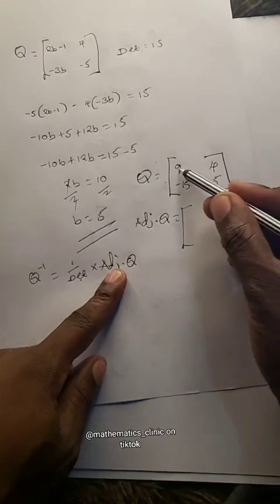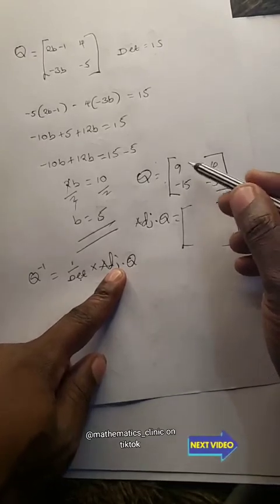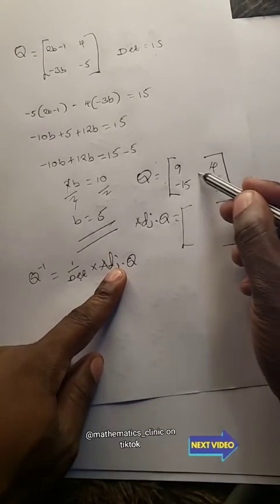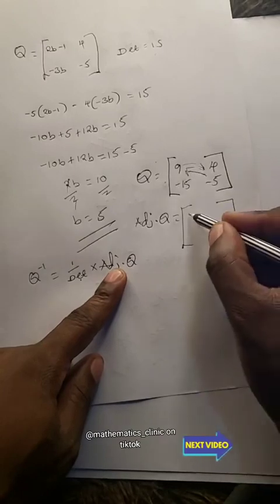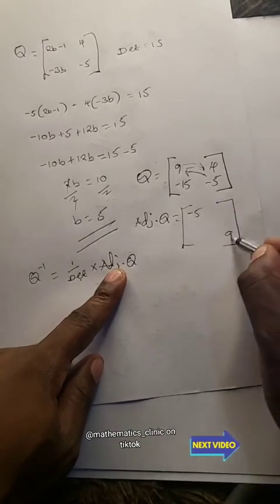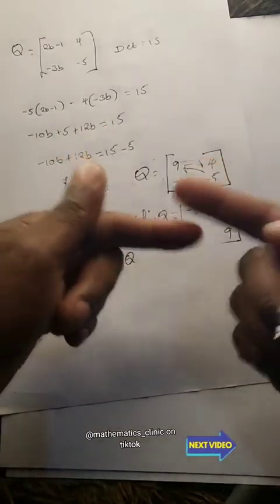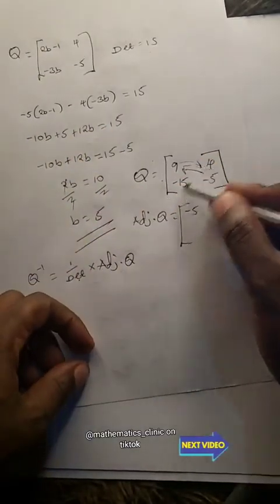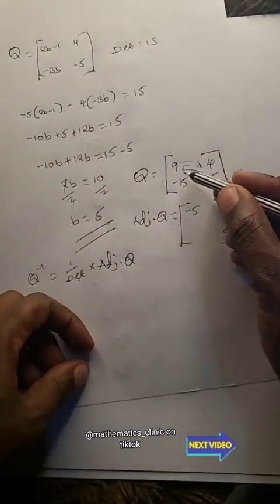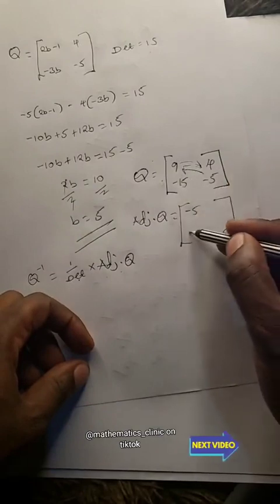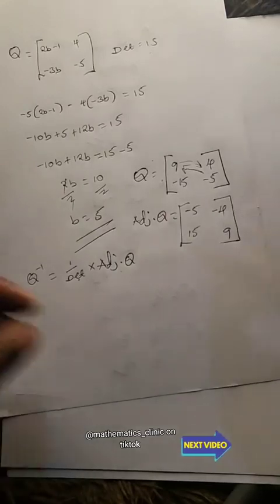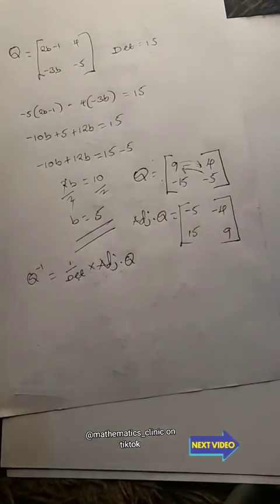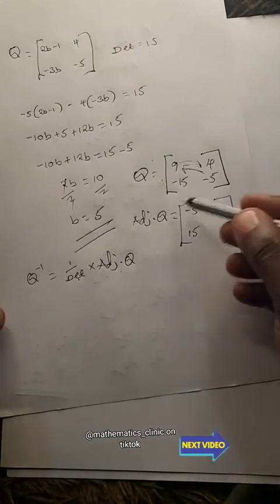We are going to interchange the major diagonal. This negative 5 goes up there, and that 9 goes there. Negative 5 and 9, the major diagonal, they only interchange positions. But for the minor diagonal, only the sign changes. This one is negative 15, it becomes positive 15. That one is positive 4, it becomes negative 4. So it's only the sign that changes, negative to positive or positive to negative. So this is our adjoint.